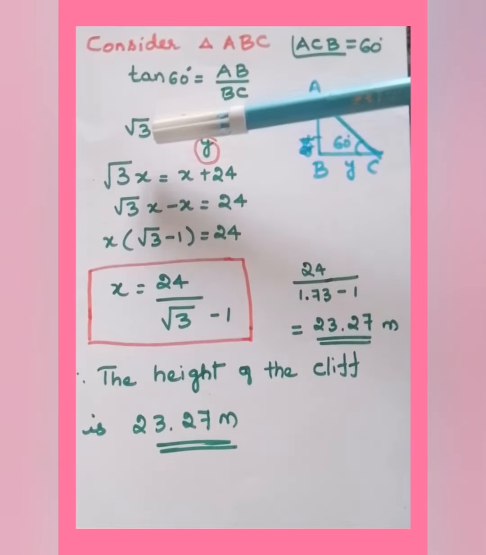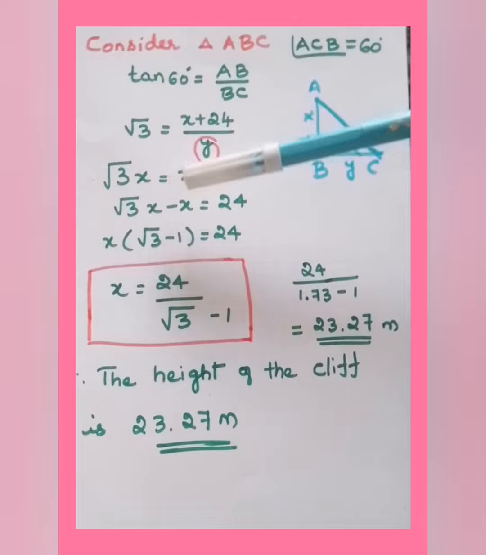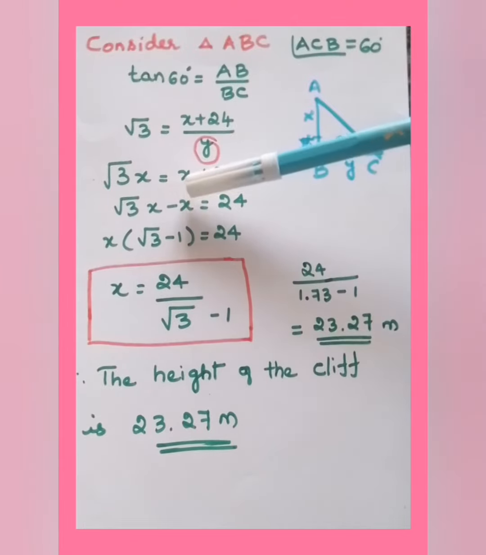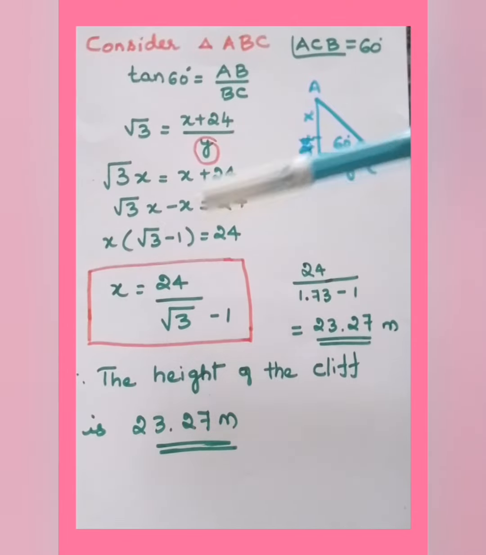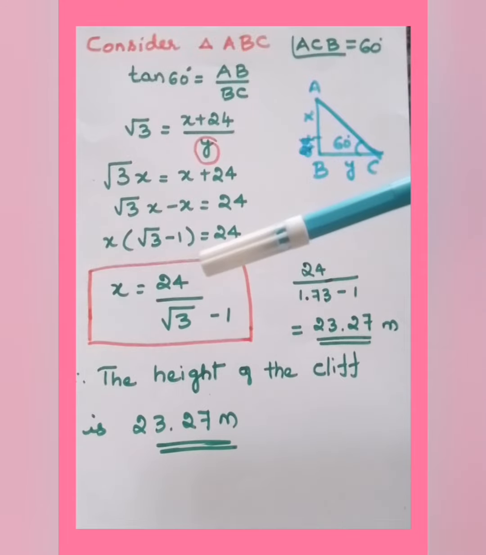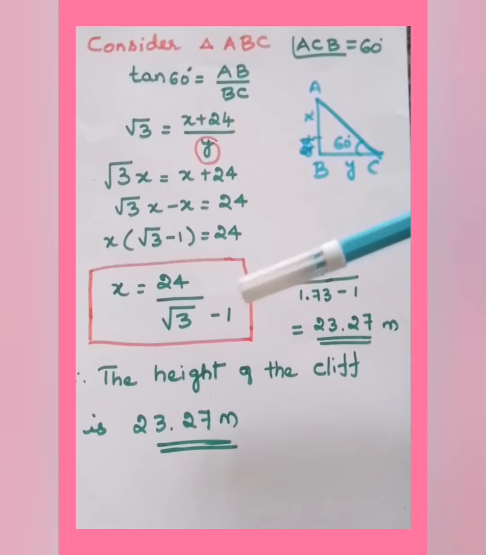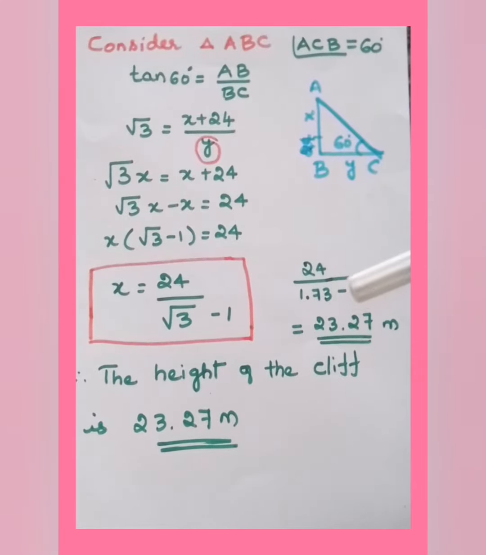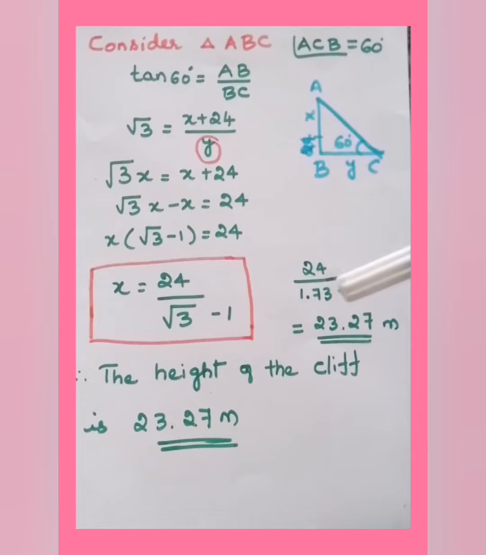Rearranging, x you bring to the left hand side. Root 3x minus x is equal to 24. x is common here. So x times (root 3 minus 1) is equal to 24. x is equal to 24 divided by root 3 minus 1. And you can substitute the value of root 3 if you know it: 1.73 minus 1 gives us 0.73. 24 by 0.73 gives us 23.27 meter.